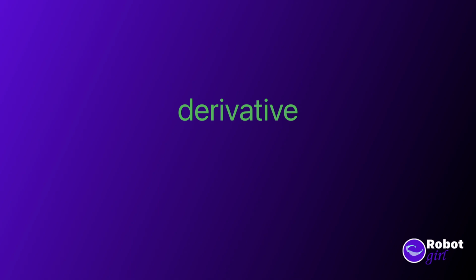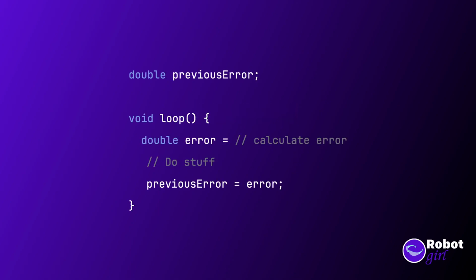I'll explain where the name derivative comes from in just a moment. But for now, just know that it's a calculation that shows how fast we're coming up on the set point. In order to calculate this, we have to keep track of what the error was during our last trip through the loop.